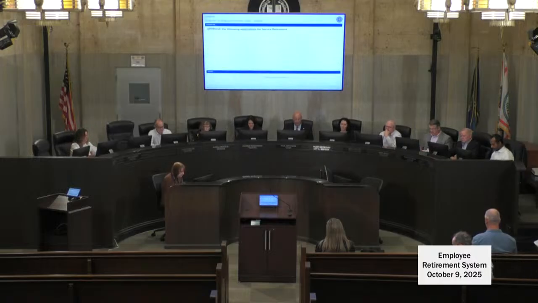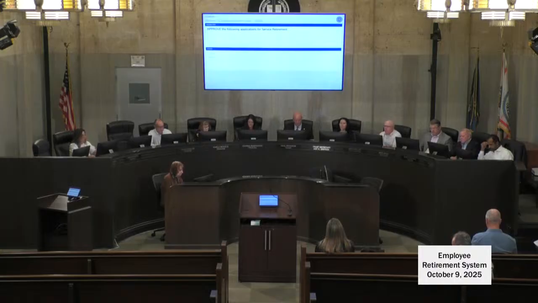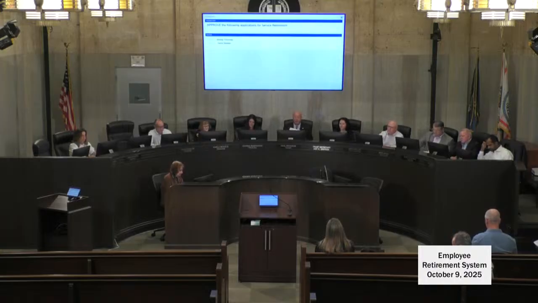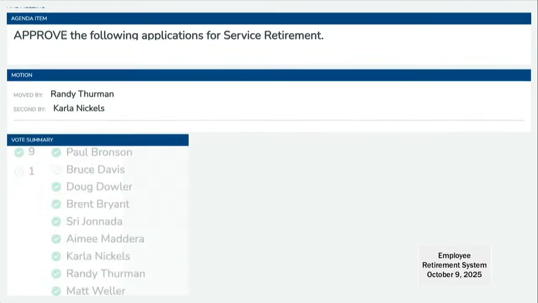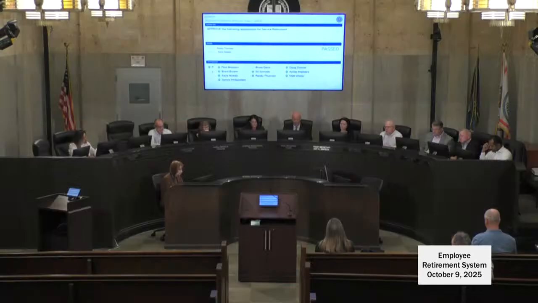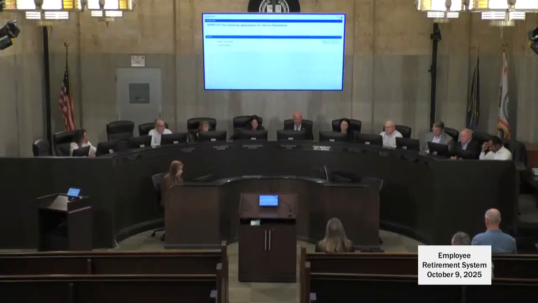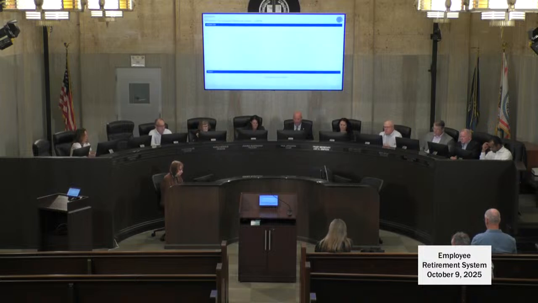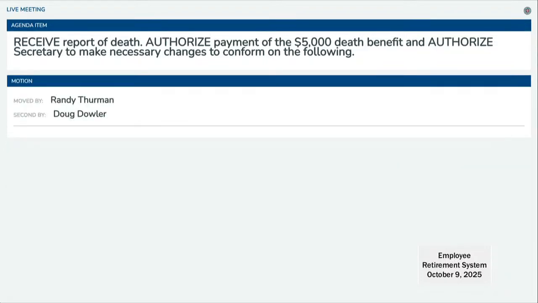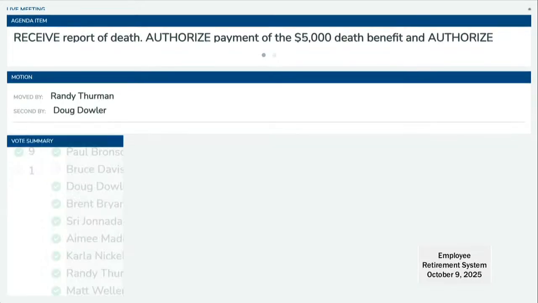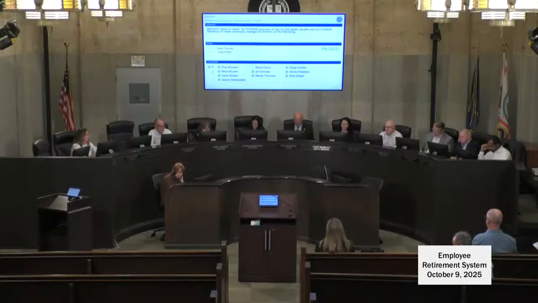Item 7 is to approve the following applications for service retirement. We have several this month. We have a motion and a second. Please record your vote. Item is approved. Item 8, receive report of death, authorize payment of the $5,000 death benefit, and authorize the secretary to make necessary changes to conform on the following. We have a motion and a second. Record your vote. Item is approved.